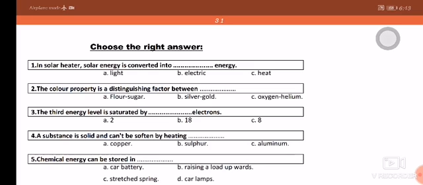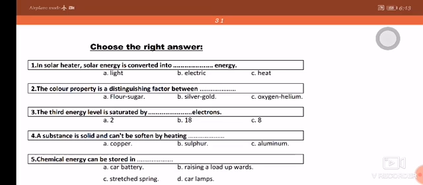Hello prep 1. Today we are going to answer some questions about the lessons we study in science. The first question is choose.